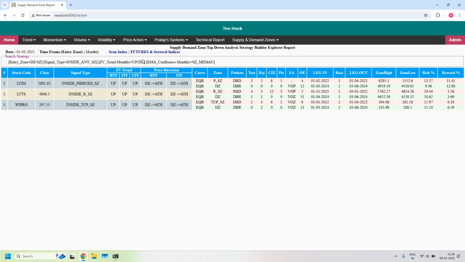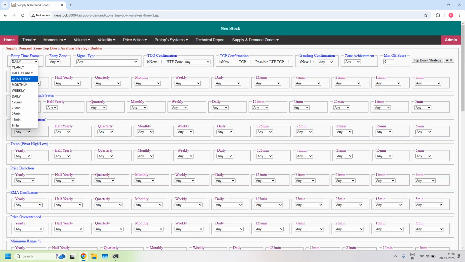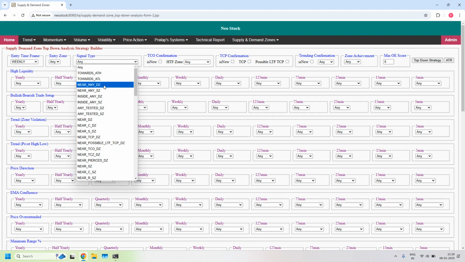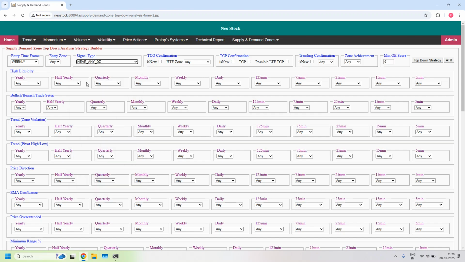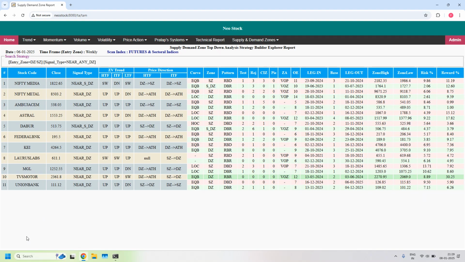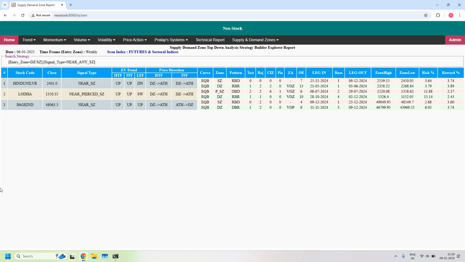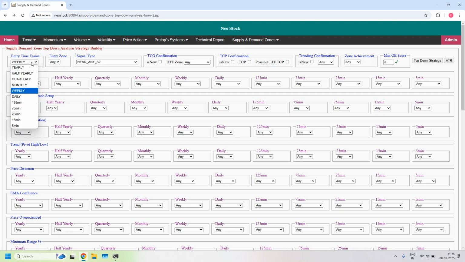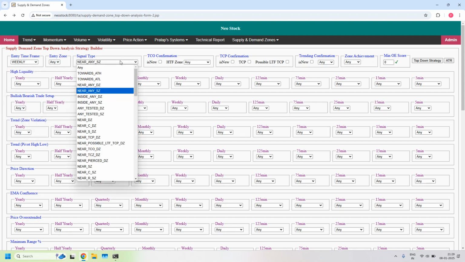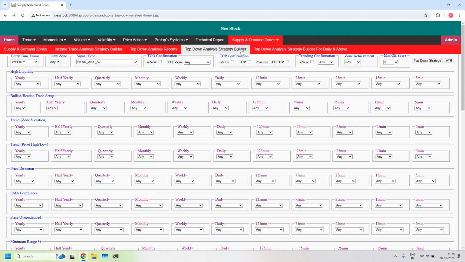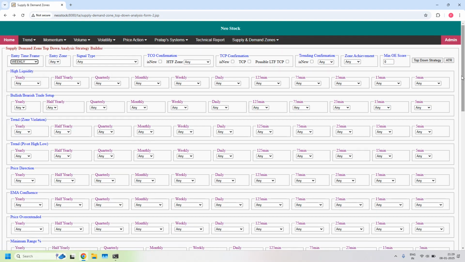Next time frame is weekly. Stocks near weekly demand zone. 11 stocks are filtered. Next, weekly time frame. Stocks near weekly supply zone. 3 stocks are filtered. Next, weekly time frame pierced zones.